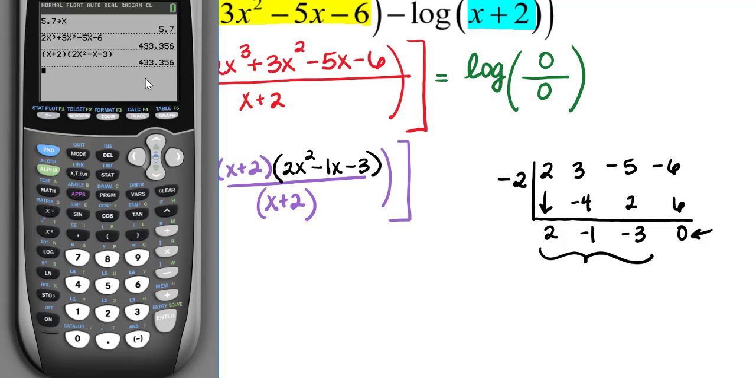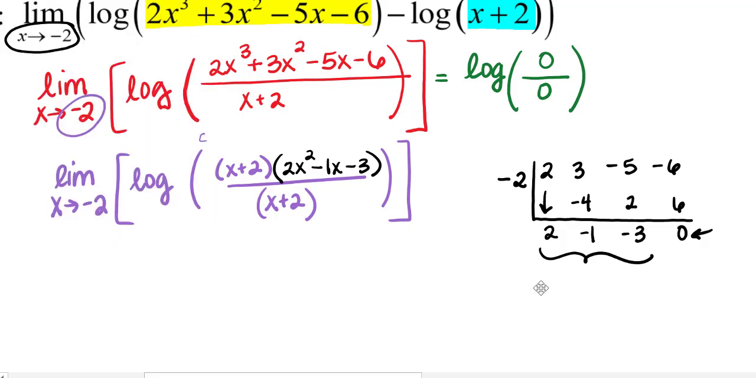Again, that output isn't necessarily important because x approaching 5.7 is not important to this problem, but it's a pretty good indicator that I factored this correctly. So now I can see my x plus 2 factors divide to 1. Now I should be able to substitute in my negative 2.